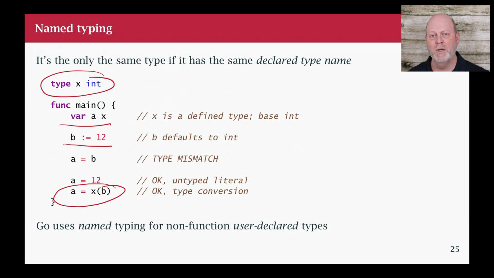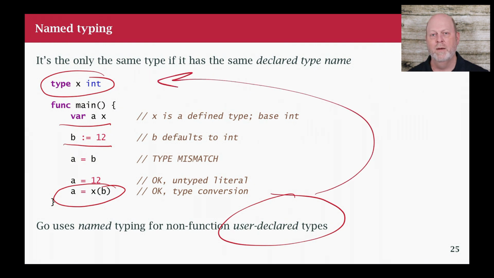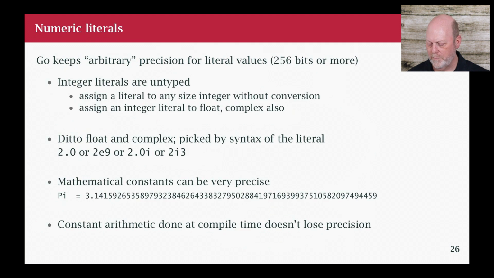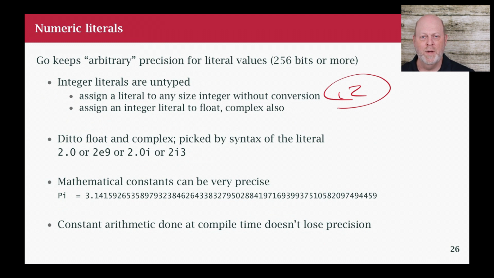So it's name typing in the case of user-declared types. Okay? In most other cases, it's structural typing. I want to mention numerical literals real quick because I said they get treated special. A general number like 12 defaults to an int, but it's compatible with anything that's numeric. I can put a 12 into an int, an unsigned int, or a floating point number.